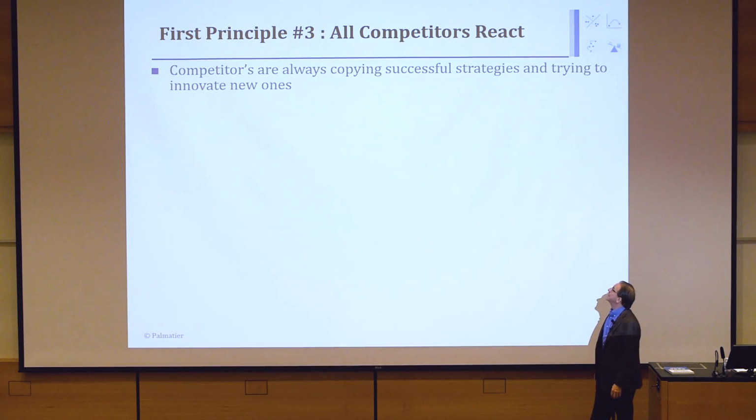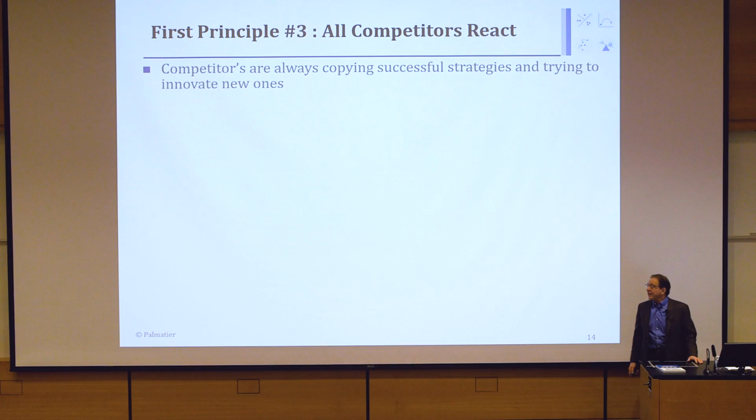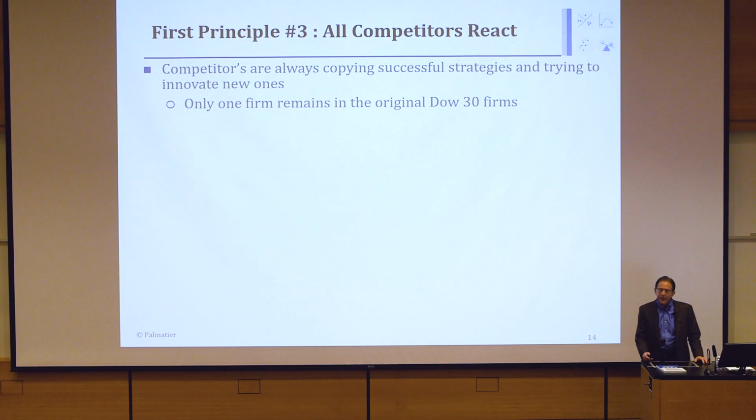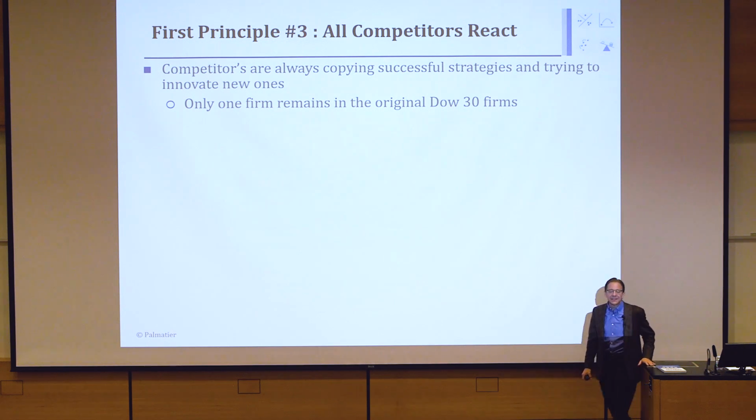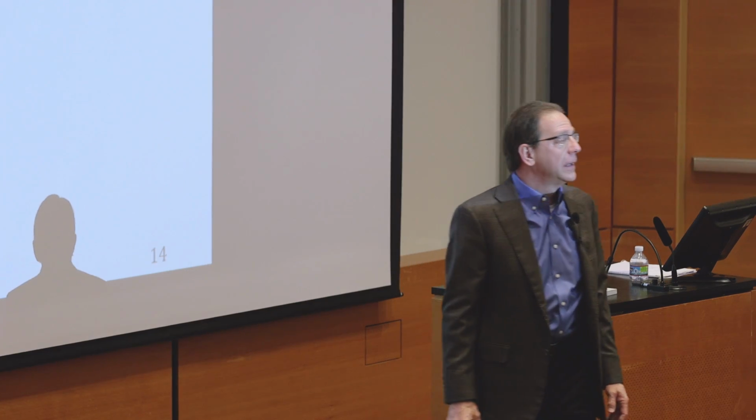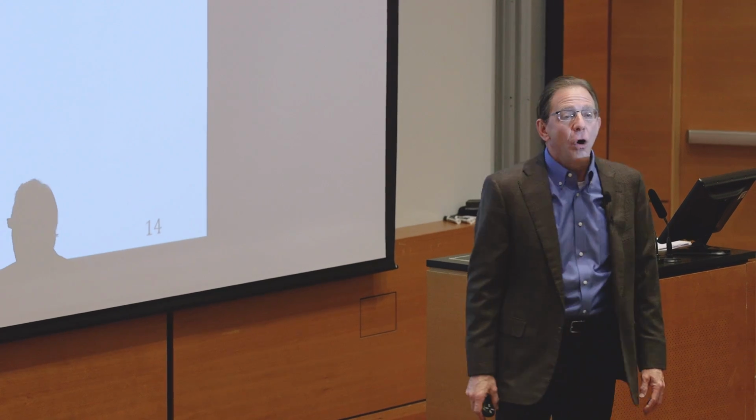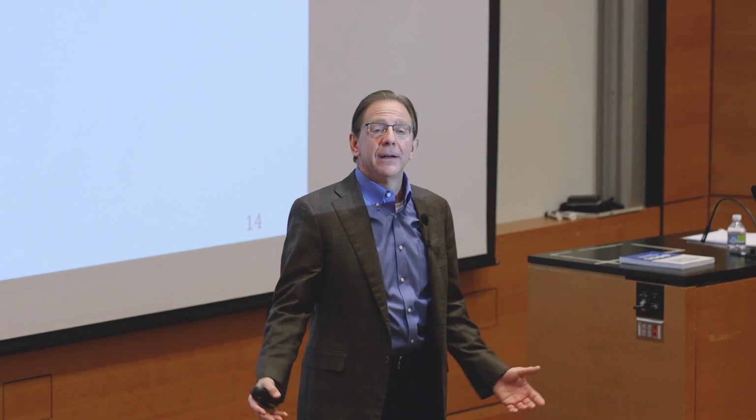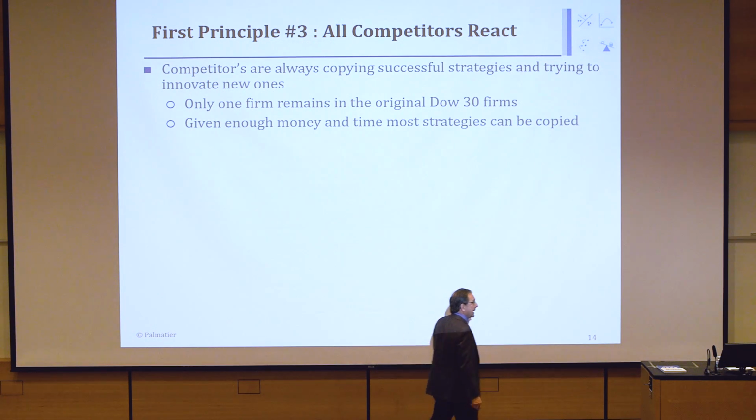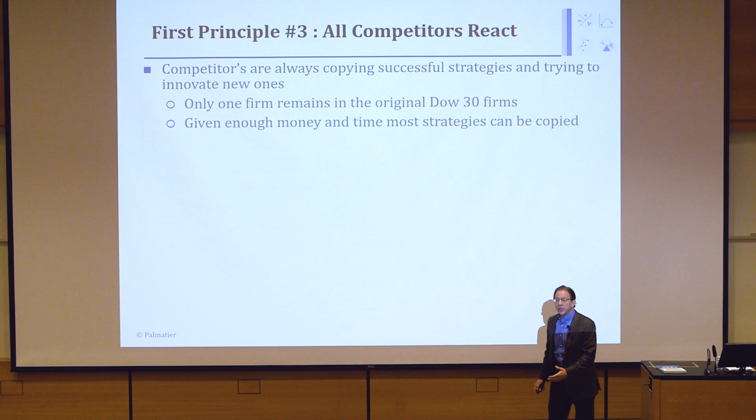Competitors are always copying successful strategies and trying to innovate new strategies. That strategy could actually be a new business process, or a new market, or a new product. And you'd say, well, once a firm gets big, it stays successful. Well, it's very interesting to understand only one firm in the original Dow is still there, General Electric. All the other firms were the leaders in their industry. Think of Kodak, Eastman Kodak, Polaroid, film industries. How did those firms do? They both went bankrupt, dropped from the Dow. So things change, and no matter how strong your position, competitors are going to come after you.